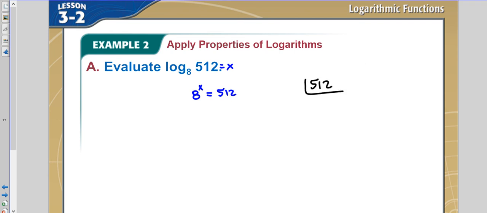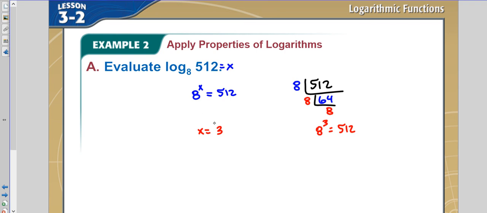When I divide 8 into this, 8 would go into 51 6 times, which has a remainder of 3. So 8 now goes into 32 4 times. I do this again. And I want to know how many times does 8 go into 64? Well, it goes in 8 times. That means 8 to the power of 3 equals 512. So x would equal 3 here.